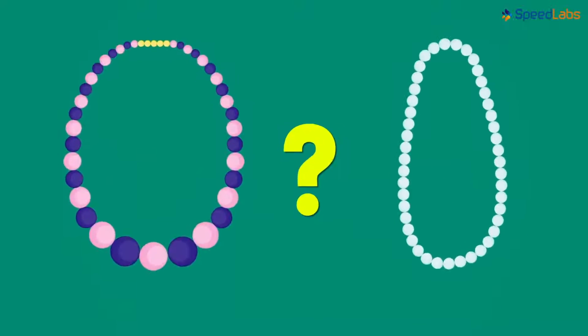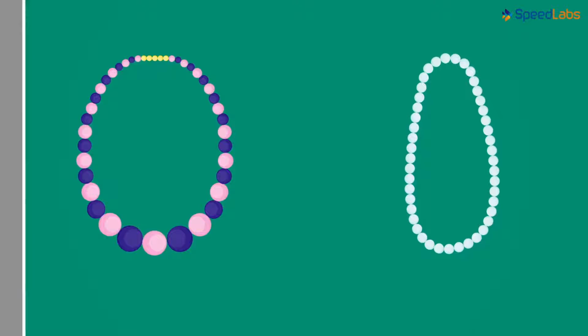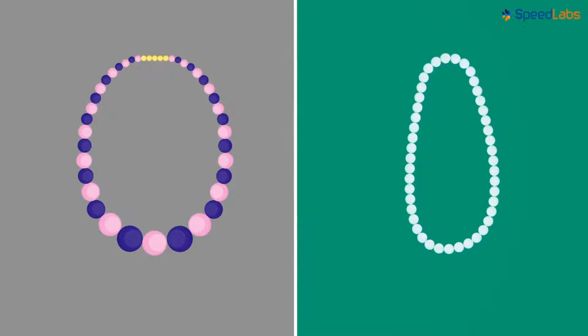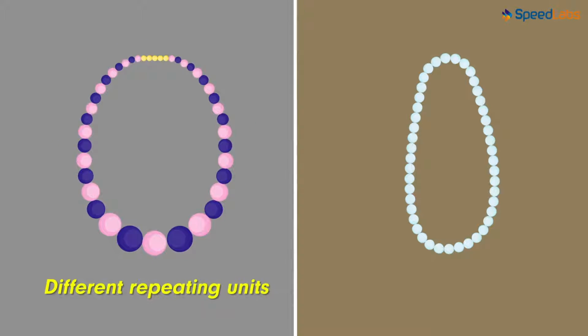Can you tell me the difference between the two ornaments on your screen? Yes, the one on your left shows variation in colors, while the one on the right is singly colored. To be precise, can we say that the first one is made up of repeating units which are different from each other? On the other hand, the second set has same units repeated several times to form the chain.